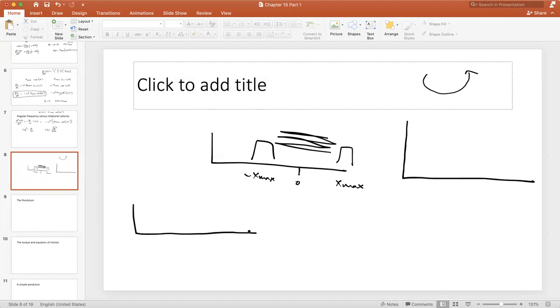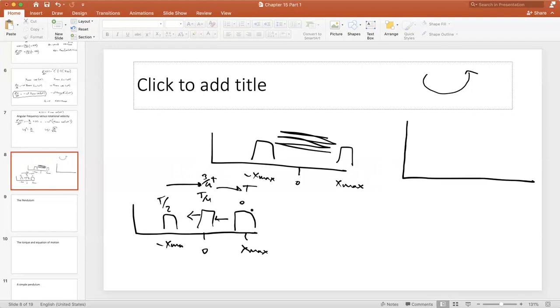This block, I'm going to start off at time equal to 0 at x max. So this is at 0. And then at T over 4, it's here and it's moving that way. And at T over 2, it's at negative x max, stops, and it's moving back the other way. At 3/4 T it's back at equilibrium. And finally, at the end of one complete period, it's returned to x max, right? So one complete cycle is it starts on the right, moves to the left, and comes back to the right.